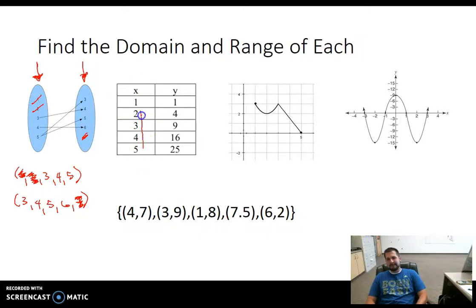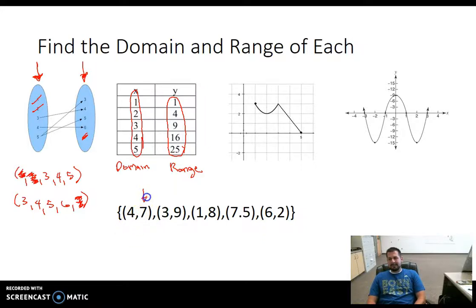More, I've seen them like this. You'll notice 1, 2, 3, 4, 5 are all of my inputs. Those are all of my x values. So those numbers, if I were to write them down, would be my domain. All of these numbers here would be my range. So that's the way that we look at domain and range when we have a table or a chart like this: all of the x values are my domain, all of the y values are my range.